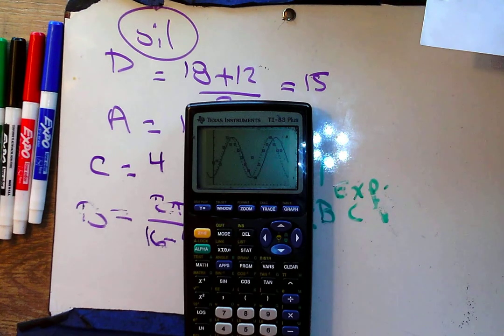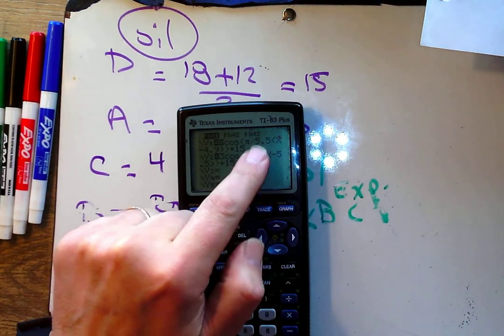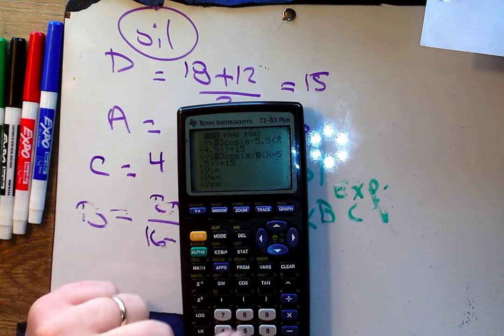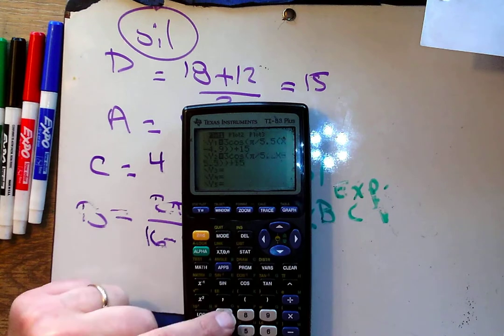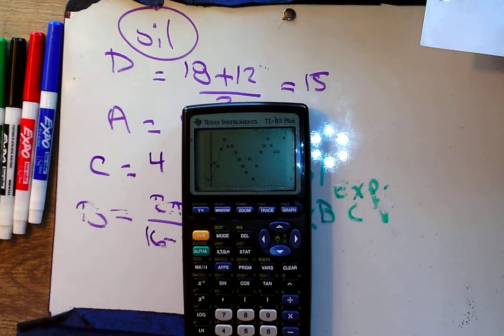I kind of feel like I want to do something in between the two. So that was pi over 6, and this was 5.5. I don't know, let's maybe change that to 5.75. Do we like the second one better? Which do we like better, the first one or the second one?